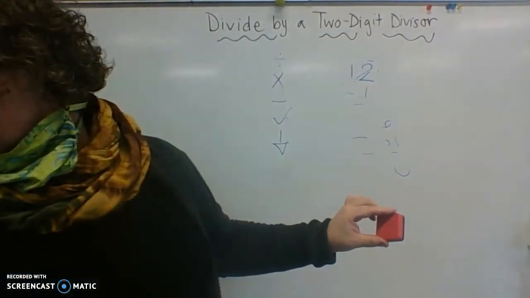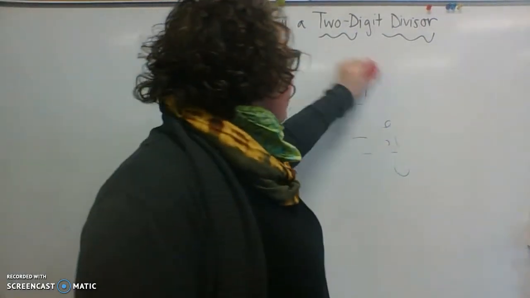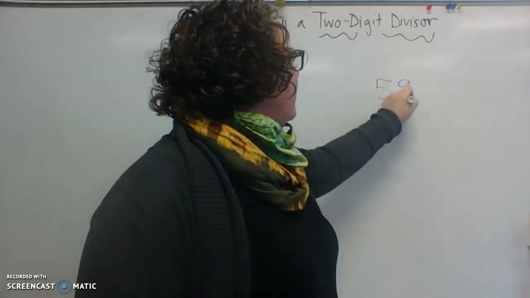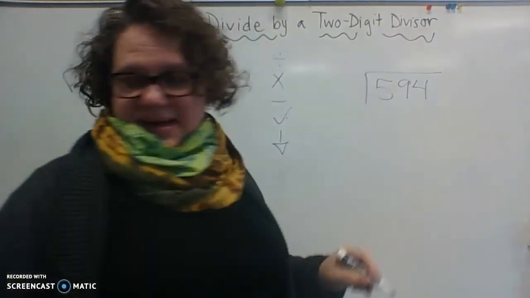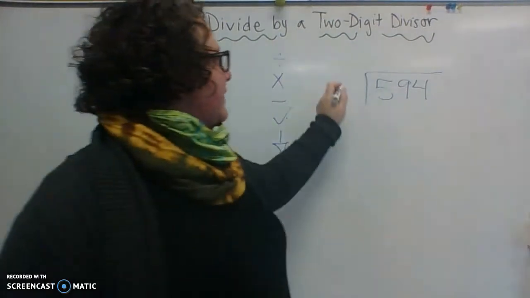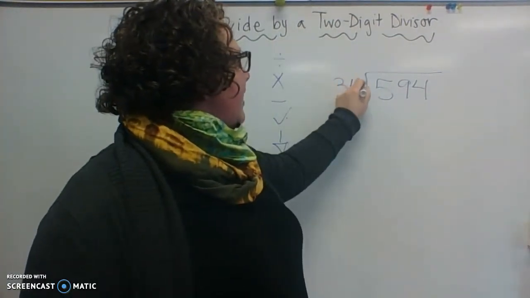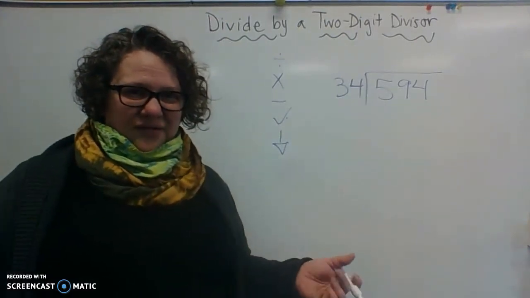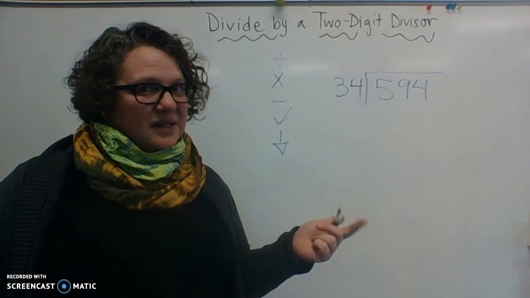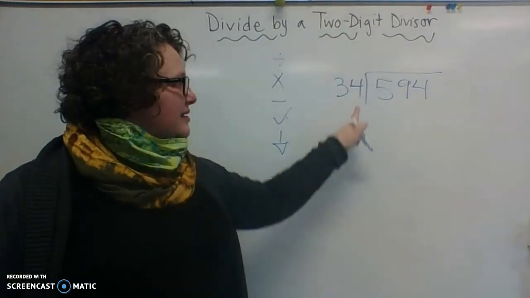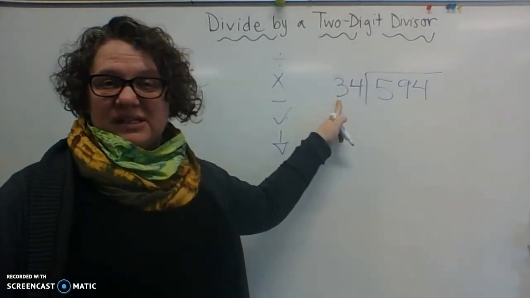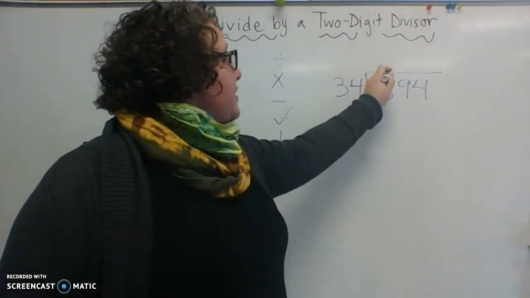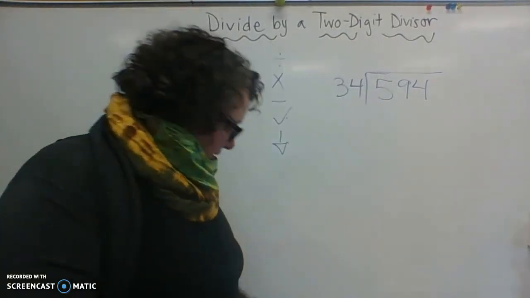The next problem is 594 divided by 34. So if I think about 34, well, if I multiply 34 times 2, that's going to be 68, right? Because 2 times 4 is 8, 2 times 3 is 6, so 68, that's bigger than 59. So I know that 34 is going to go into 59 just that one time.